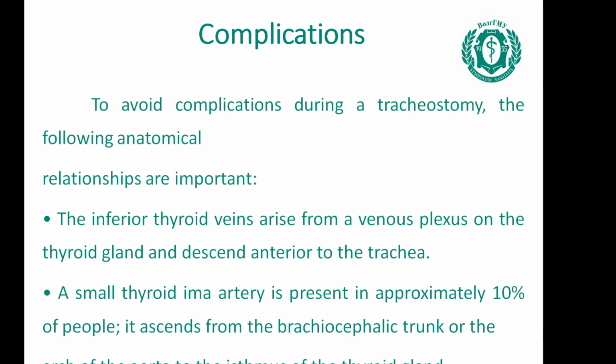To avoid complications during a tracheostomy, the following anatomical relationships are important. The inferior thyroid veins arise from a venous plexus on the thyroid gland and ascend anterior to the trachea. A small thyroid ima artery is present in approximately 10% of people. It ascends from the brachiocephalic trunk or the arch of the aorta to the isthmus of the thyroid gland.